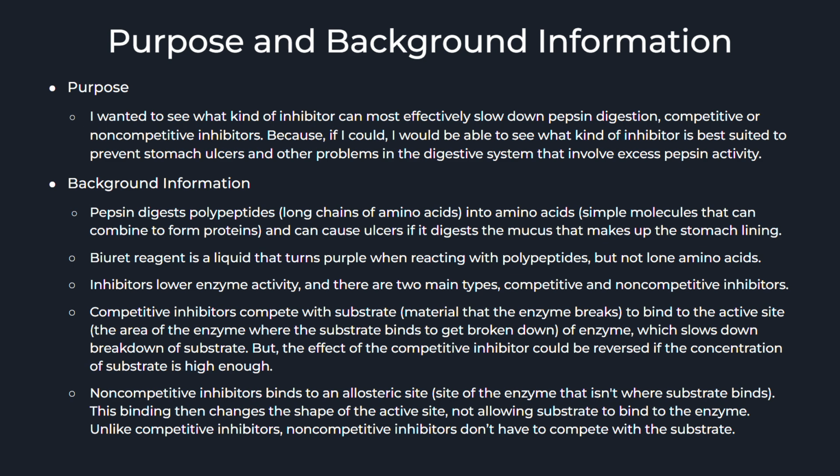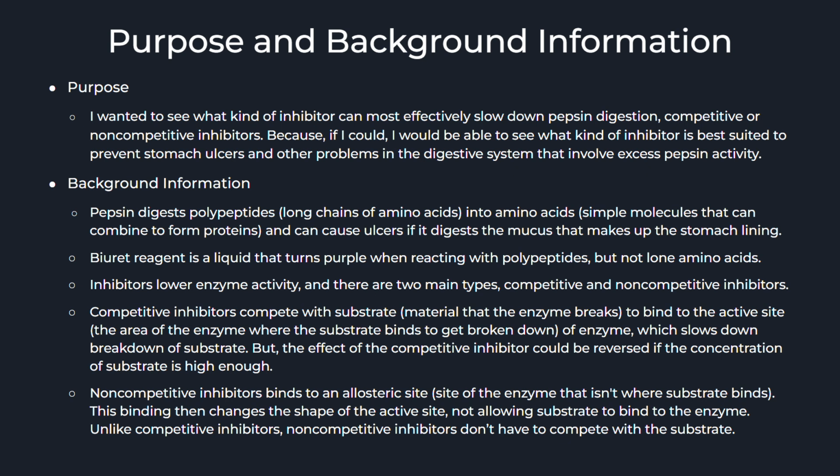Inhibitors lower enzyme activity, and there are two main types, competitive and non-competitive inhibitors. Competitive inhibitors compete with the substrate, material that the enzyme breaks, to bind to the active site of the enzyme, the area of the enzyme where the substrate binds to get broken down, which slows down the breakdown of substrate. But the effect of the competitive inhibitor could be reversed if the concentration of substrate is high enough.